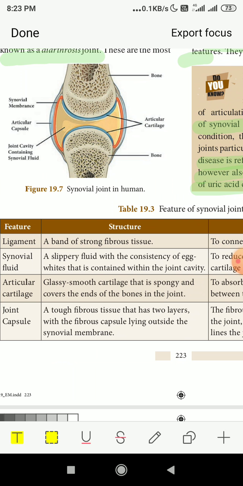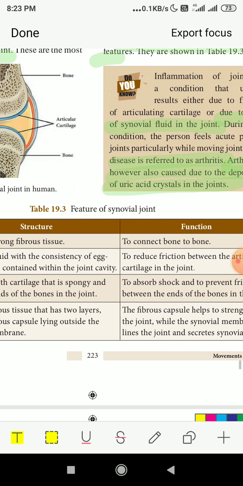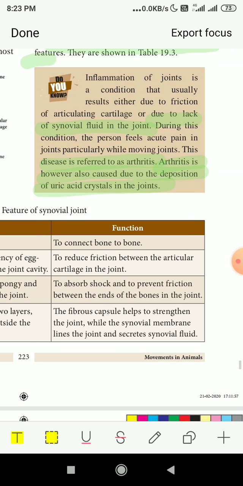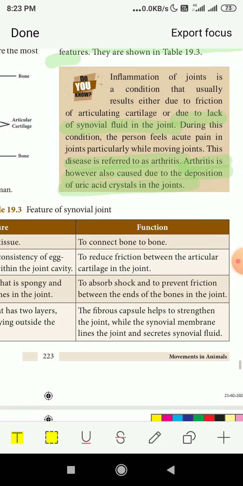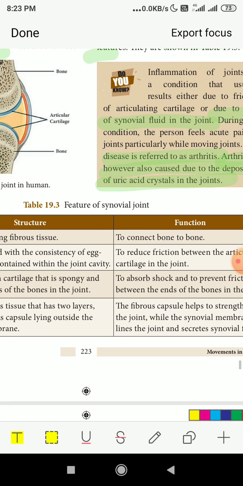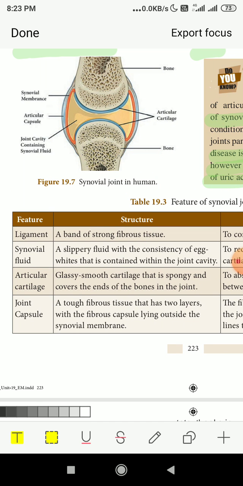Articular cartilage is glassy smooth, spongy cartilage that covers the ends of the bones in the joint. It absorbs shock and prevents friction between the ends of the bones in the joint. It will resist the friction between the joints.